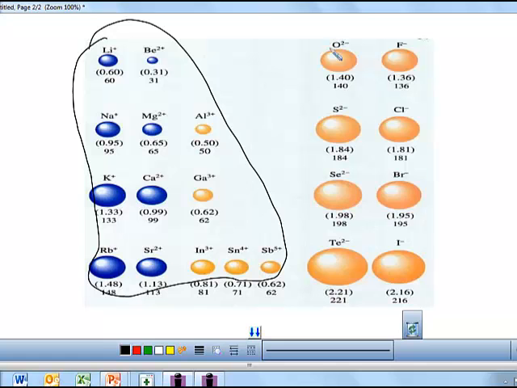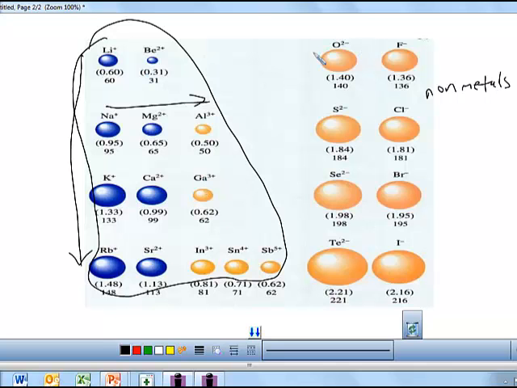Metals lose electrons. The non-metals over here, they gain electrons, and we'll talk about that in a bit. But these are losing electrons. So as you go down a group, they get bigger still, for the same reasons, just because those outer energy levels are further away. As you go to the right, they get smaller and smaller, because the nucleus is pulling them tighter.